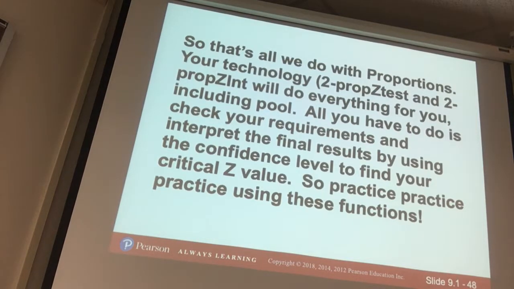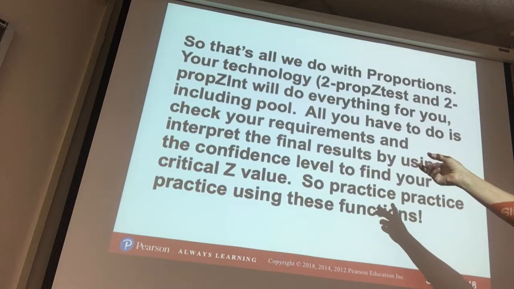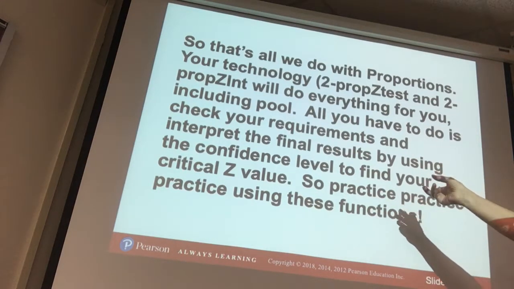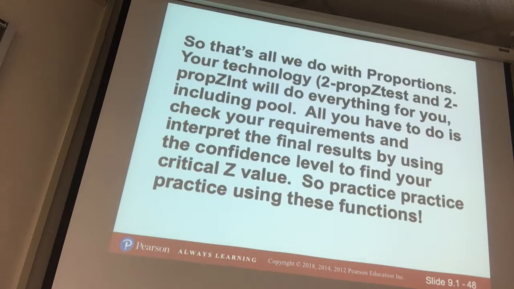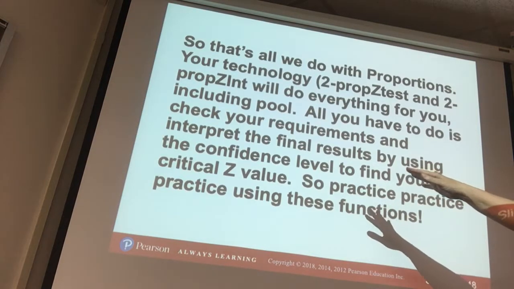So your technology is your 2-prop z-test and your 2-prop z-int if you need to give a confidence interval, which you will in some of your 9.1 homework. They'll ask you the confidence interval that goes with this test. They do everything for you, including pooling the data.